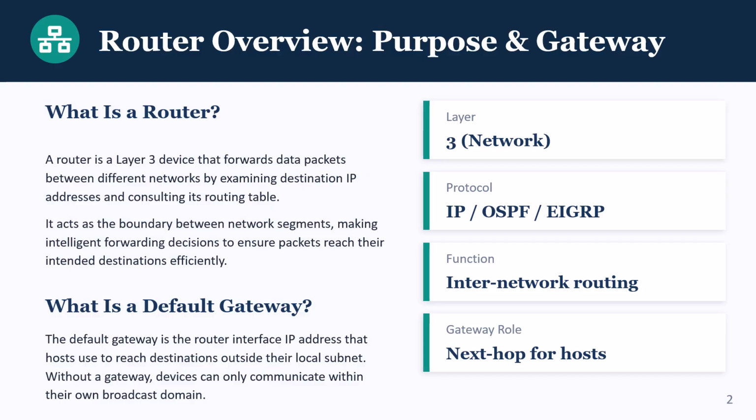Routers are layer 3 devices that forward packets between networks using routing tables and protocols like OSPF and EIGRP. The default gateway is the router interface IP that hosts use to reach each other's subnets. Without it, devices are confined to their local broadcast domain. The router acts as both a traffic director and a security boundary.